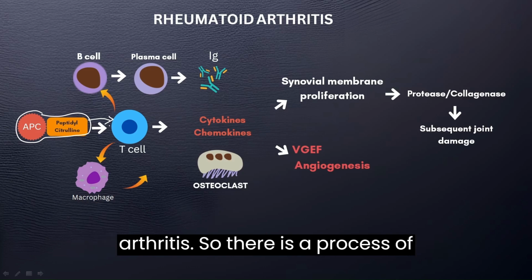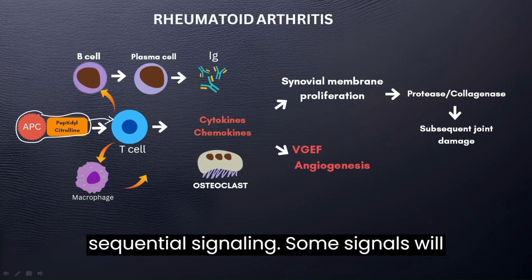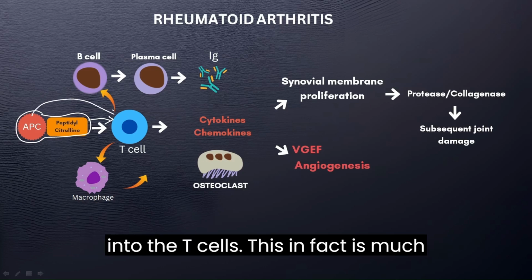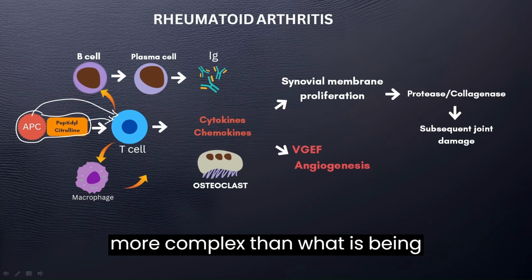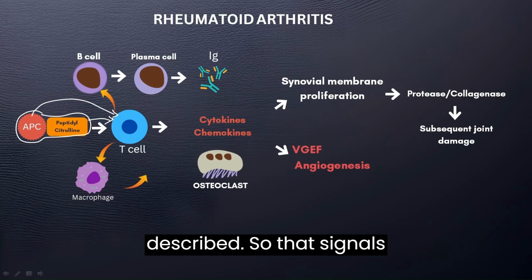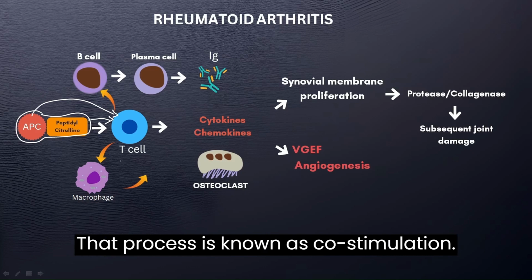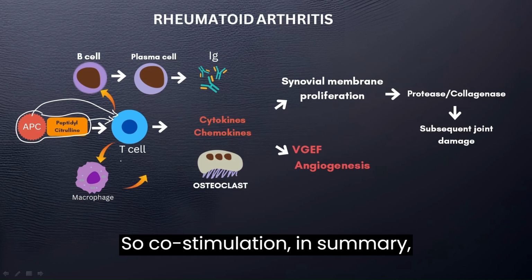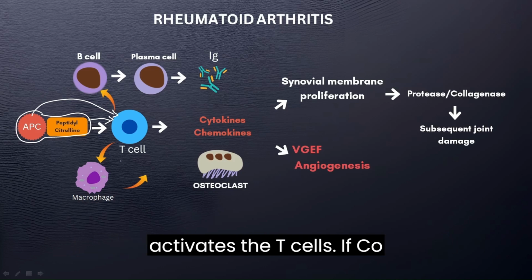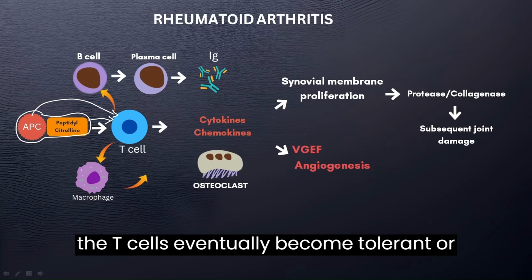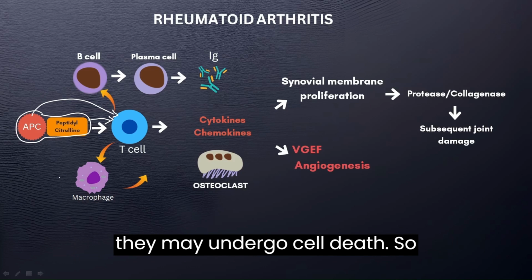So there is a process of sequential signaling. Some signals will come from the antigen presenting cells into the T cells. This, in fact, is much more complex than what is being described. So that signals to the T cells to get them activated. That process is known as co-stimulation. So co-stimulation, in summary, activates the T cells. If co-stimulation is not strong enough, then the T cells eventually become tolerant or they may undergo cell death.